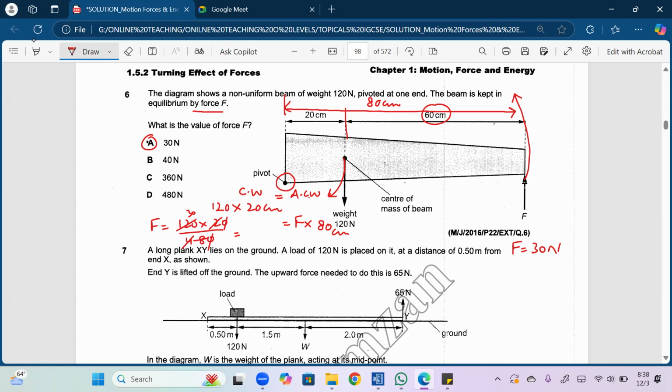120 times 20 divided by 80. It's 30 newtons.